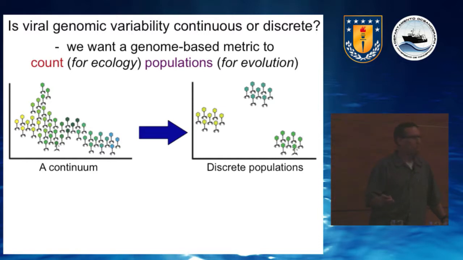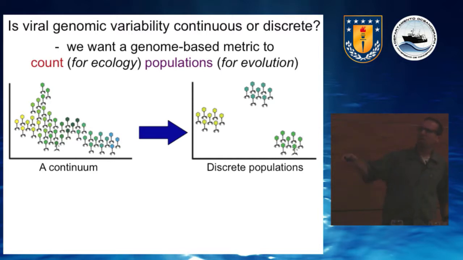If we go out and survey in nature what the variability in genome sequence space looks like for viruses, is it continuous or discrete? In other words, if we could plot genome sequence space, is it just one big continuous blob, or are there discrete populations? And this is important because we want to be able to count something. I can't really count something here because what would be the different things? And that's for ecology. It's also important that they be a formally defined population because we want to be able to think about the work in an evolutionary context.